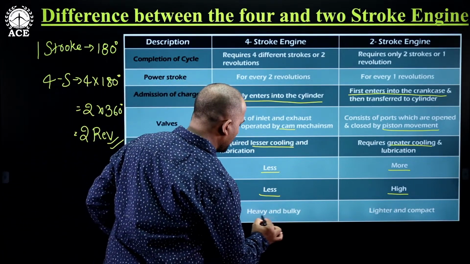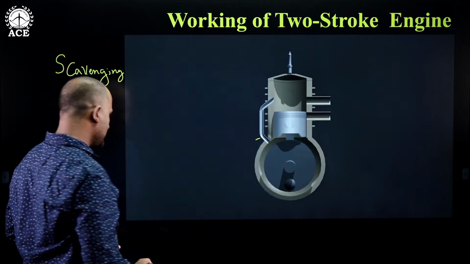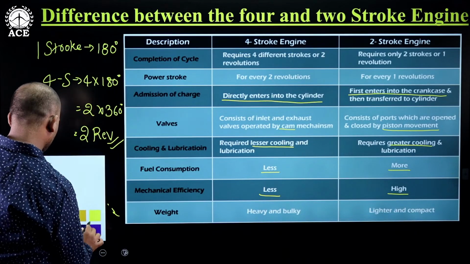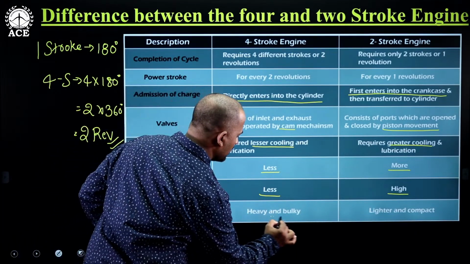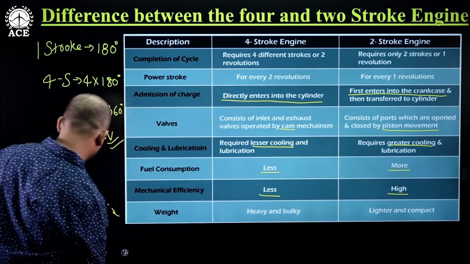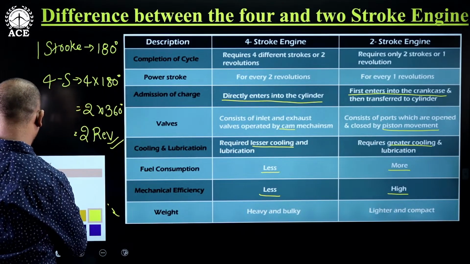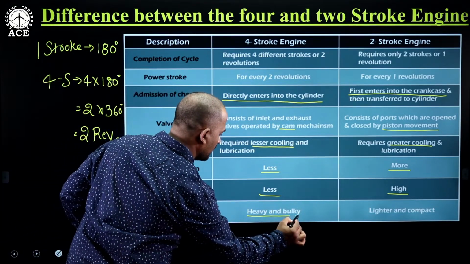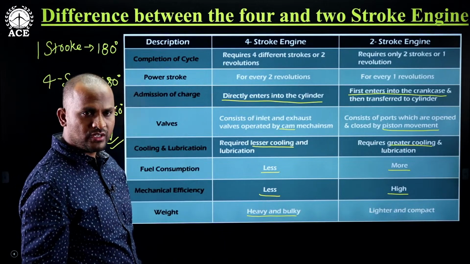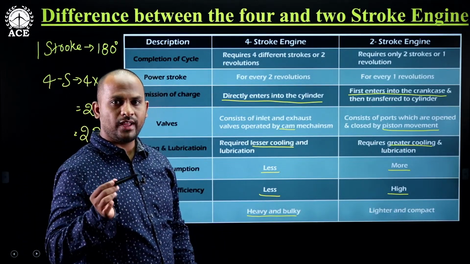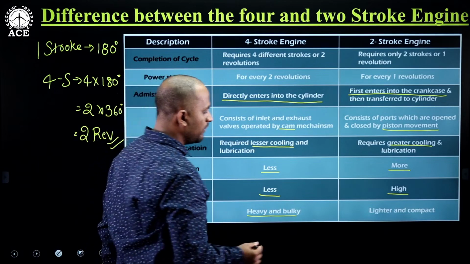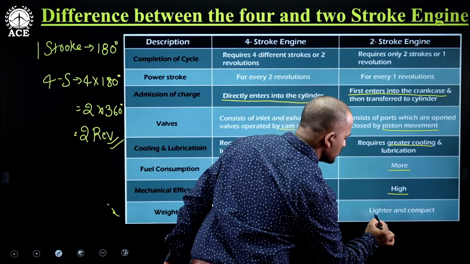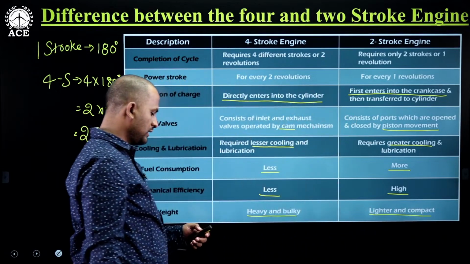Because of the valve arrangement and the valve timing, the valve actuating mechanism, the 4-stroke engine will be heavy and bulky, whereas in the case of 2-stroke engine, it doesn't have any extra valves or the like, so it is lighter and compact.